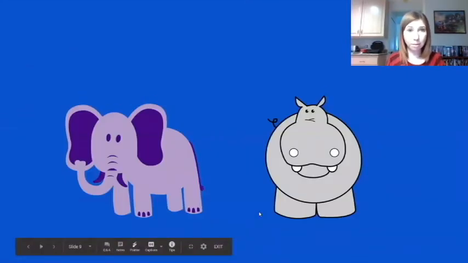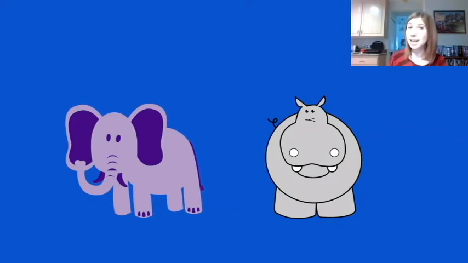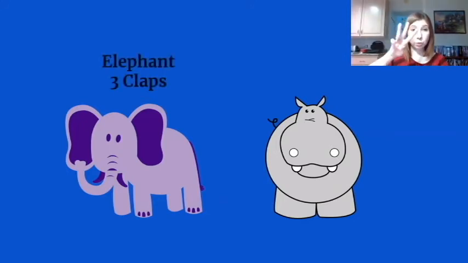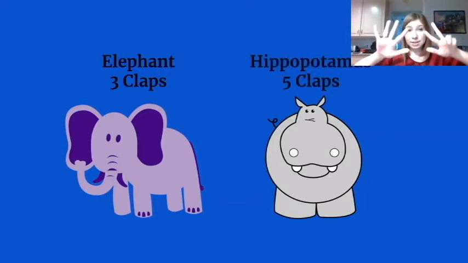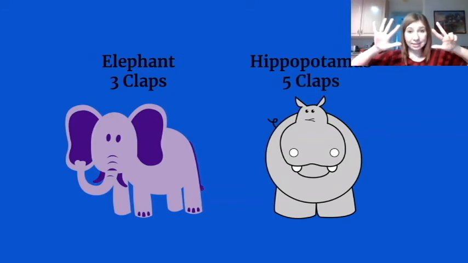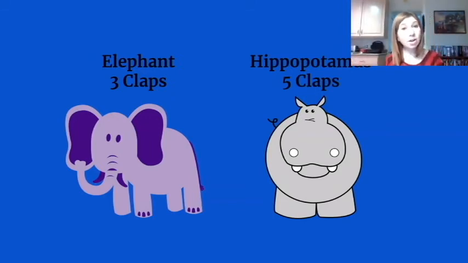Oh my gosh, there's only 2 animals. Interesting. We have elephant and hippopotamus. Let's try it. Ready? Elephant, hippopotamus. One more time. Elephant, hippopotamus. Now, gosh, how could there be 8 beats when there's only 2 animals? Do you think it could be possible? I don't know. Let's check. Elephant is 3 and hippopotamus is 5. 5 plus 3 is how many? It's 8. So this one has 8 beats also.